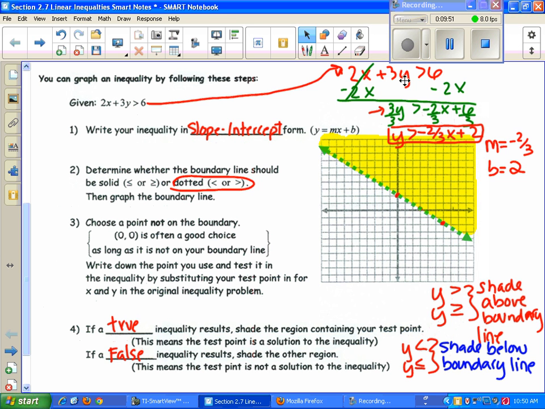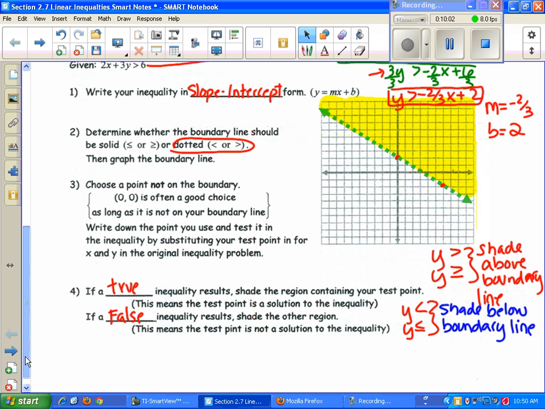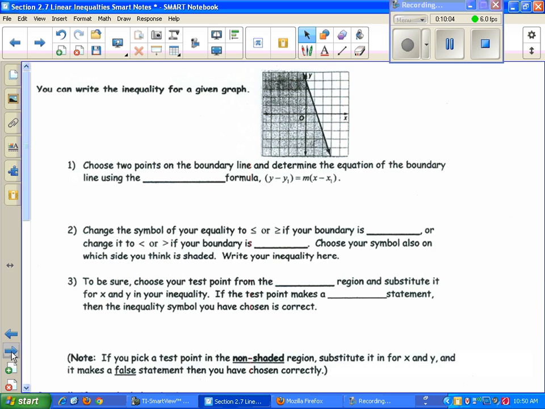And again, if you get stuck, then you can pick your test point just to double check to make sure where it is you're shading. And again, just remember that the test point you pick cannot be a point from your boundary line. So let's go ahead and practice coming up with the equation given a graph. So looking at this graph, if I want to come up with the equation for this, for number 1 it says choose 2 points on the boundary line and determine the equation of the boundary line using, and of course if we're choosing 2 points we're going to use, if you look here, point slope form.